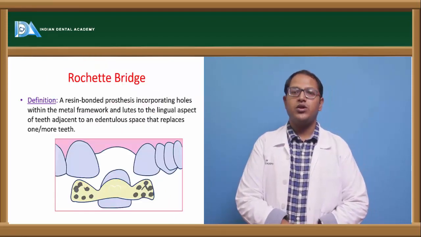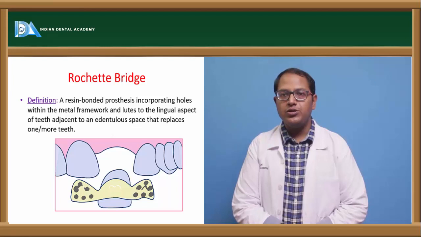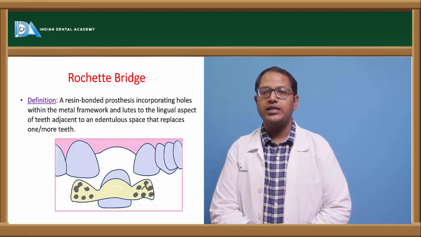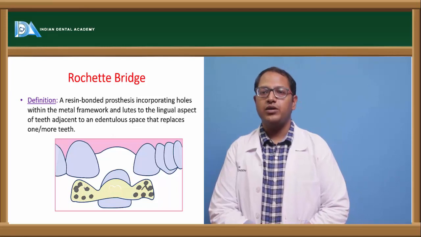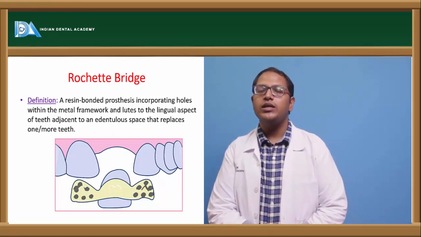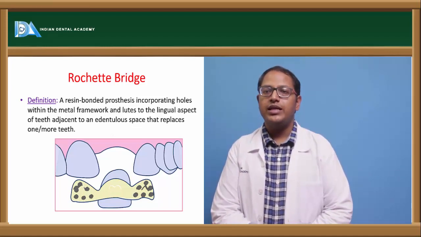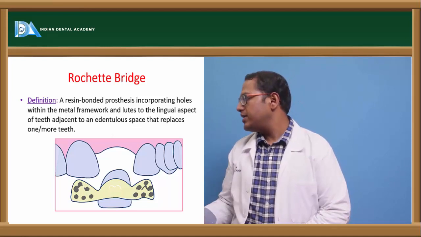Coming to the first one, that is the Rochette bridge. As the definition goes, it is a resin bonded prosthesis incorporating holes within the metal framework, which extends to the lingual aspect of the teeth adjacent to an edentulous space that replaces one or more teeth. Now that is all about the Rochette bridge. How is the Maryland bridge shown?